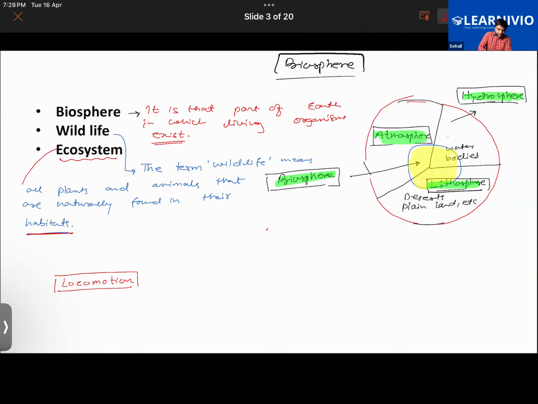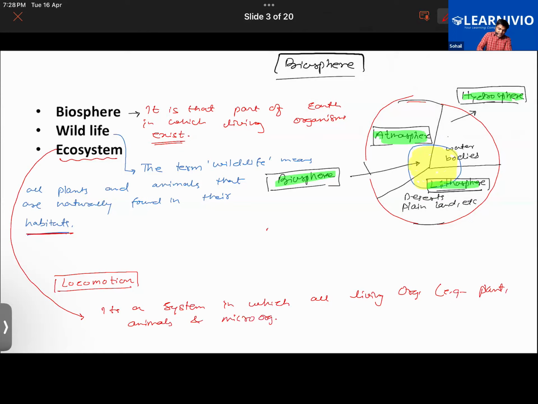Let me write it over here. It's a system in which all living organisms, for example plants, animals, and microorganisms of an area live in the physical environment, namely soil, air, and water.